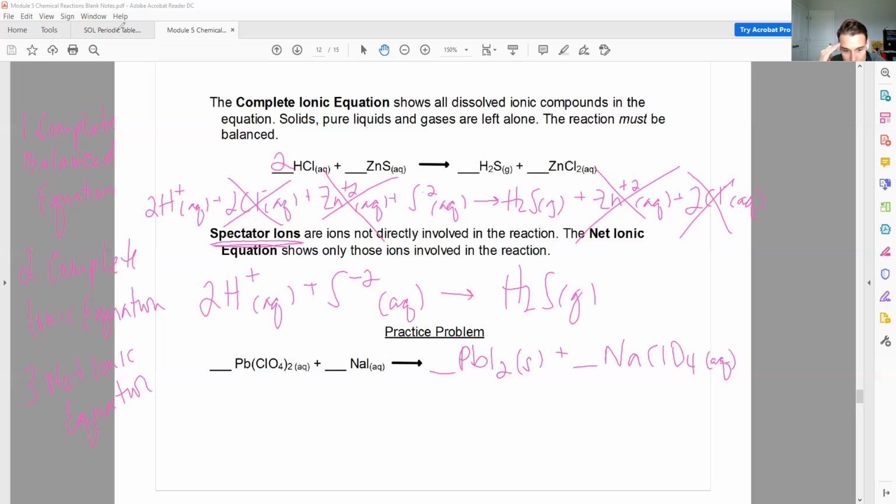Then we need to balance it. I've got 2 perchlorates there, so I need a 2 there, and then a 2 there for the sodiums and the iodine. So that's step 1. Step 2, take everything that's in an aqueous solution, break it up into its ions.